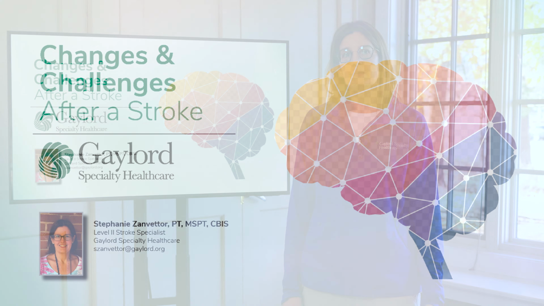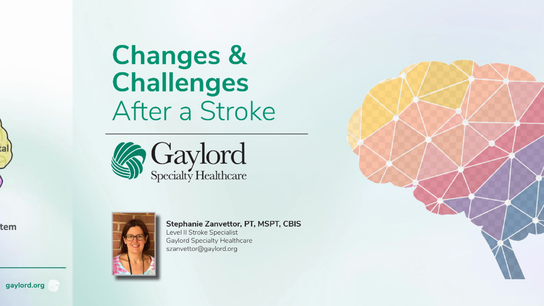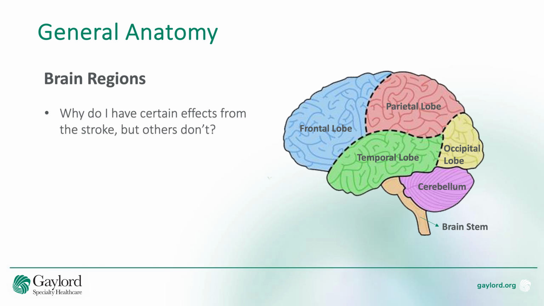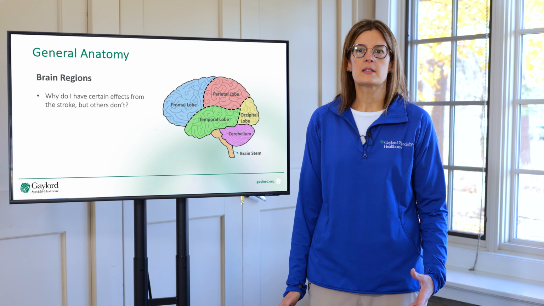And so today we're going to be talking about some of the changes and challenges that affect stroke survivors in incurring a stroke. We're going to talk about some of the anatomy of the brain as it pertains to better understanding your stroke. And so we're going to talk a little bit about some of the regions of the brain in just a second.